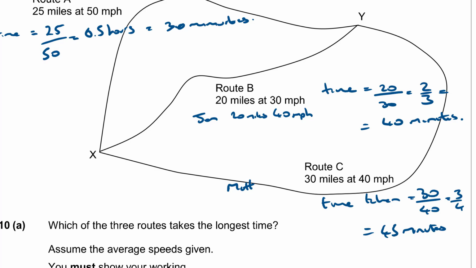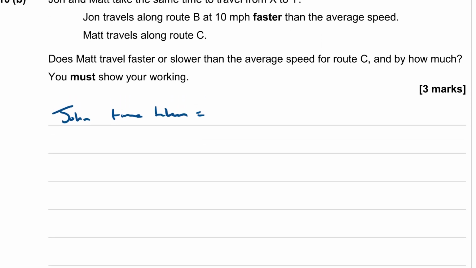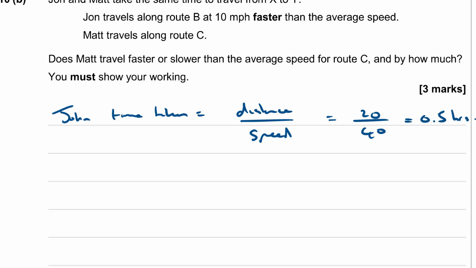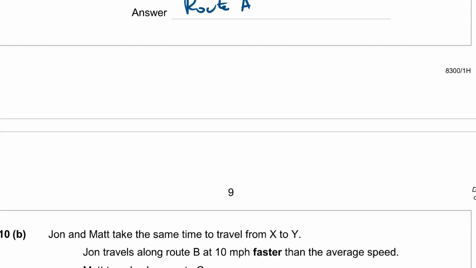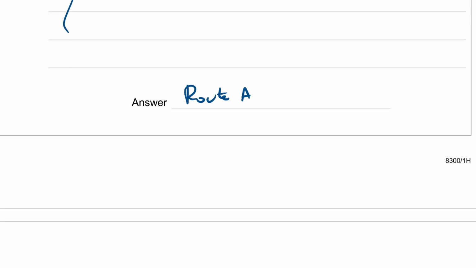So John is going 20 miles at 40 miles an hour. So John's time taken is going to be distance divided by speed, which in this case is 20 over 40, so it's going to take him 0.5 hours. Okay, so let's then work backwards, because we don't know how fast Matt is going, but we do know he's traveling for 30 miles.